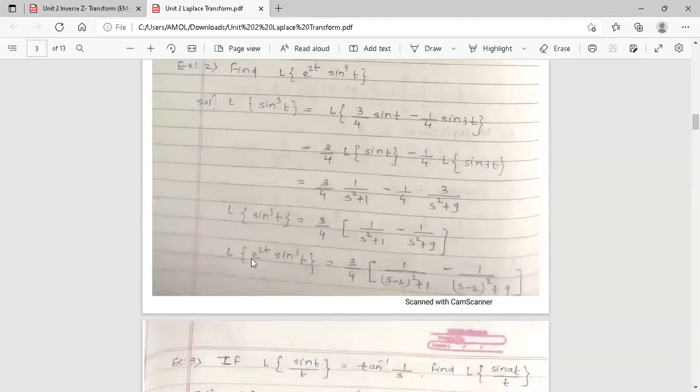Now what is the Laplace transform of e raised to 2t into sine cube t? Again use the shifting property, the first shifting property. Here the coefficient of the exponential function is plus 2, so replace s by s minus 2 in every place. In f of s, you replace every term of s by s minus 2. So this is your answer: the Laplace transform of e raised to 2t into sine cube t.